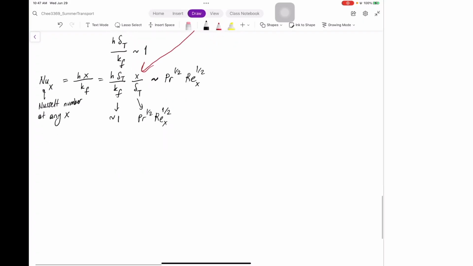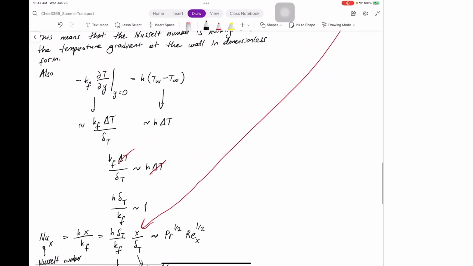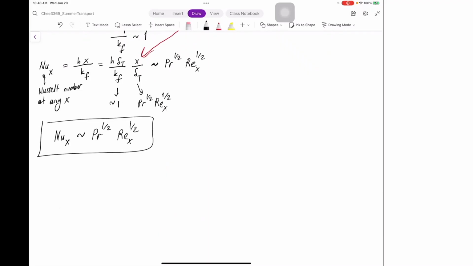So the Nusselt number, although we haven't probably derived this one before, I think this is the point where we should state this. So Nusselt number at x is scaling with the Prandtl number 1/2, Reynolds number x 1/2. Okay. So that's an excellent equation. That's valid for any case, right?